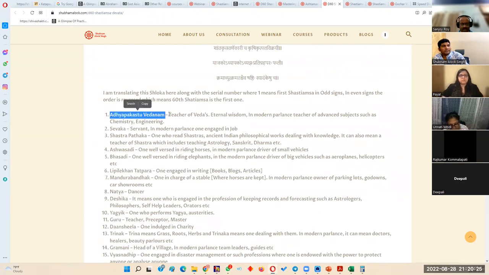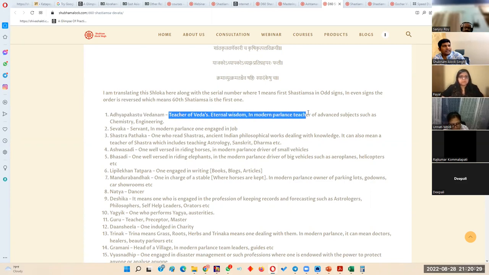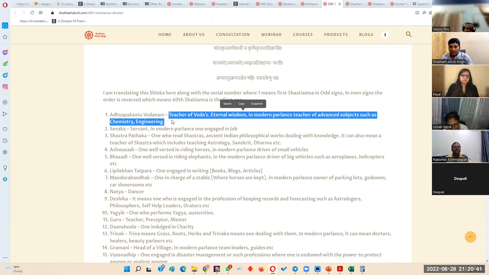Adhyapakastu Vedanam. This makes you a teacher of the Vedas. It gives you eternal wisdom also. In modern parlance, a teacher of advanced subjects such as chemistry, engineering. It makes you knowledgeable in advanced subjects. Specifically for the purpose of profession, for professional life, this is a list which you cannot miss because it gives you 60 different results which you don't find otherwise.